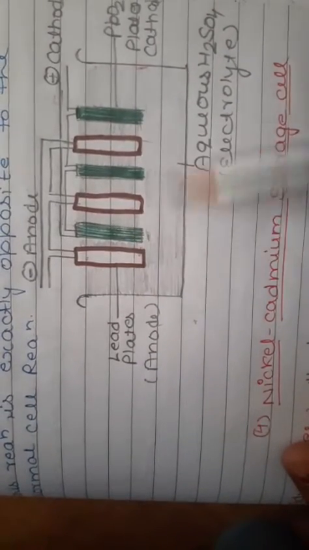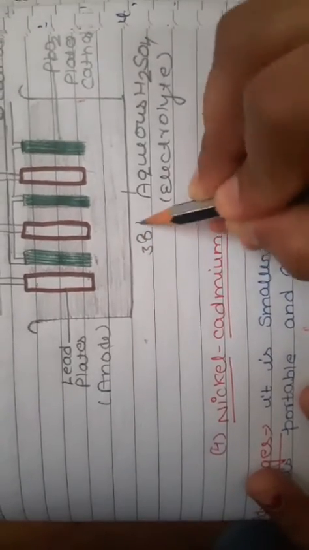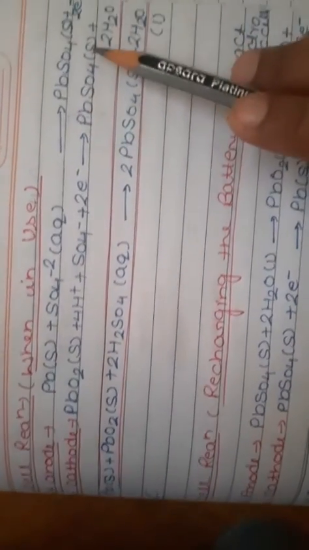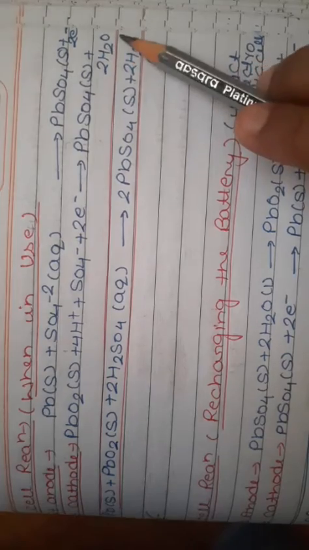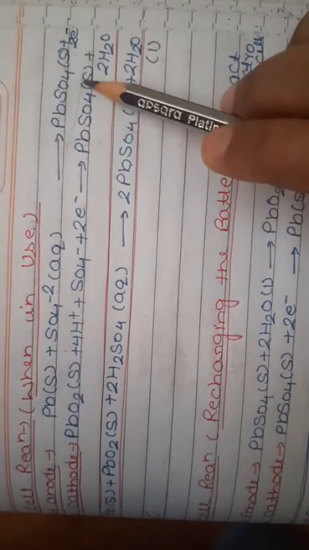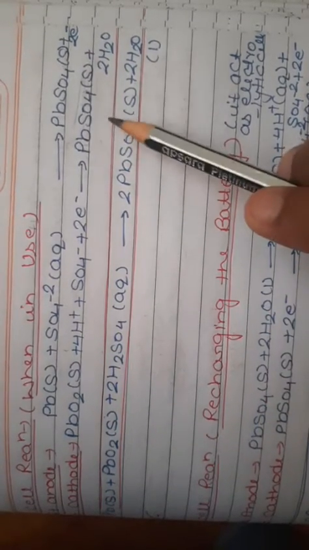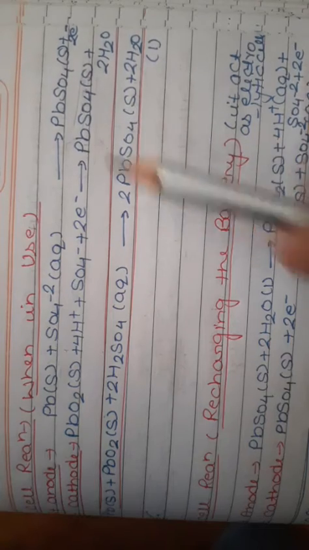And this cell is filled with an electrolytic solution of aqueous sulfuric acid, that is 38% by mass. So students, what are the cell reactions that occur when the cell is in use? Actually, at the anode, lead is oxidized to Pb2+ ion and insoluble PbSO4 is formed. At the cathode, lead oxide is reduced to Pb2+ ions and PbSO4 is formed.